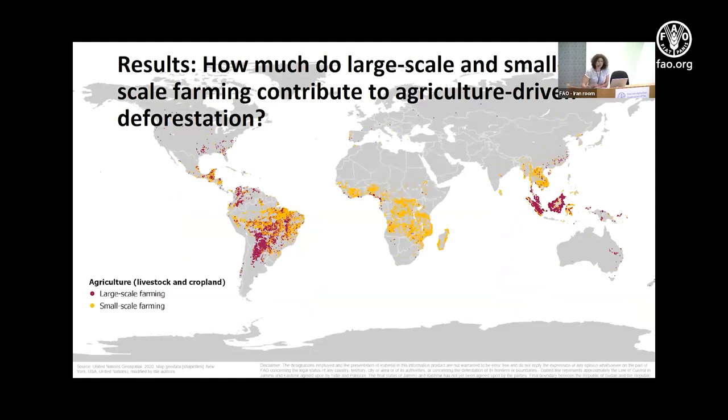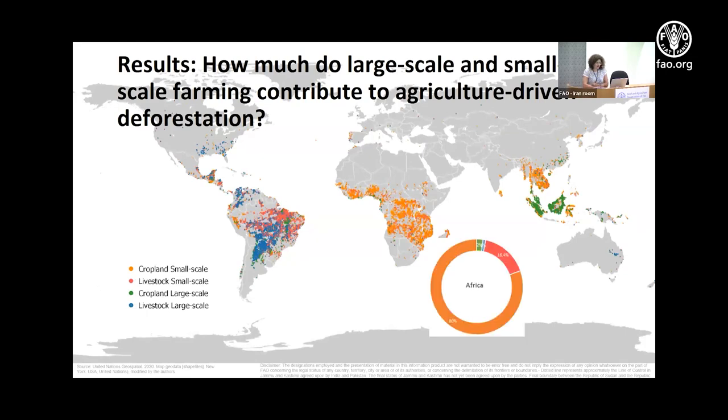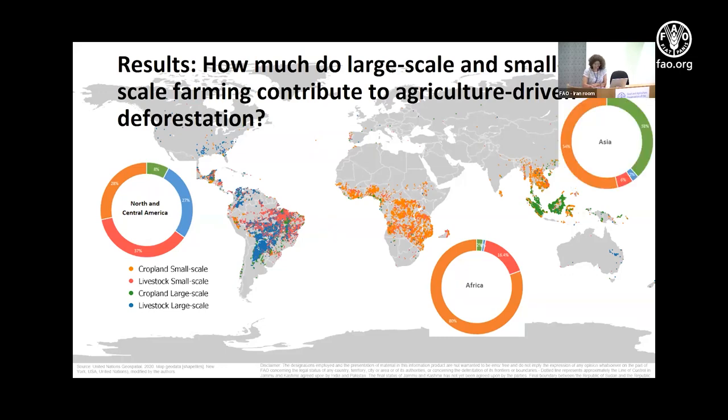This is just to give you also the distribution of where this happened, and we see that the results varied from region to region. Small-scale farming was linked to most agricultural-driven deforestation in all regions, but at different degrees. It represents, for instance, a share of 97% of agricultural-driven deforestation in Africa, 65% in North and Central America, 59% in Asia, and 52% in South America.